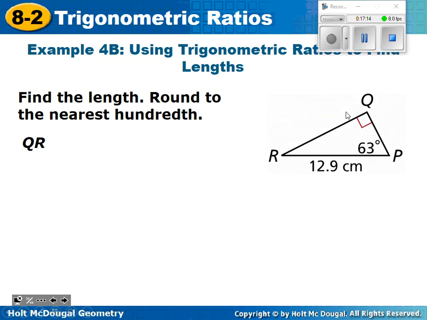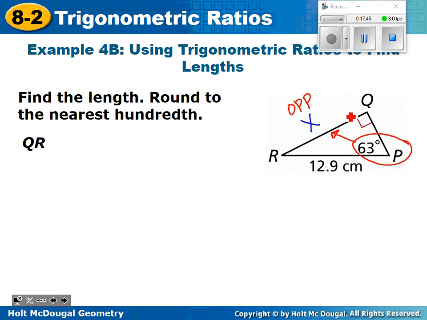Okay, let's try another one. So we want to find QR. So we're looking for this side X. Again, which angle should we look at? Okay, P, 63 degrees. We could find R, and we could use R, but it's better not to make a mistake, so I would probably stick with what I know. Okay, label the side you know, label the side you're looking for. So the side we're looking for is what? Opposite. And the side they gave us?